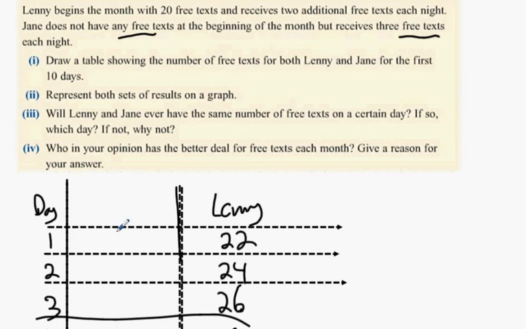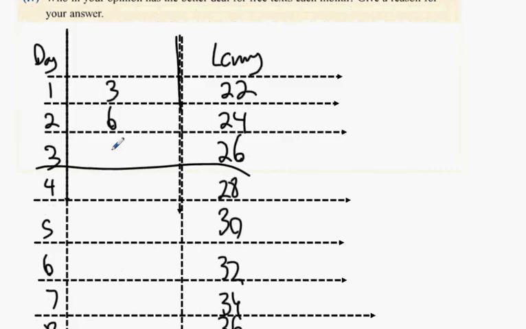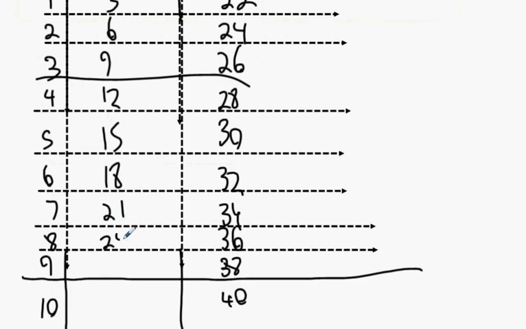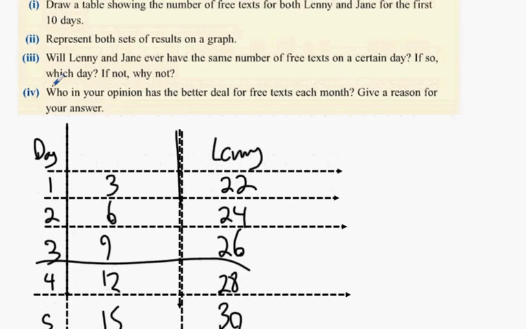So once again, I'm doing this at night time. At night time of day 1, you're going to get 3 texts. 3, 6, 9. I'm just going to keep going up. 12, 15, 18, 21. What's the person's name for that? Jane. Okay. So look, there's my table done. That'll get you 10 marks.